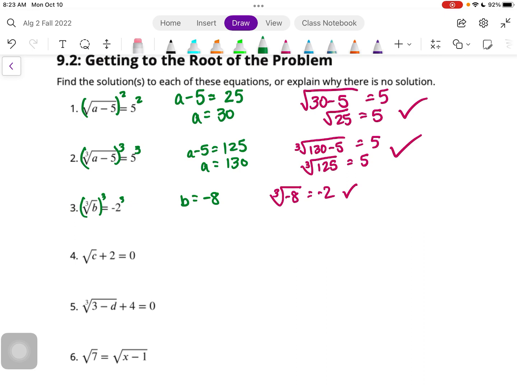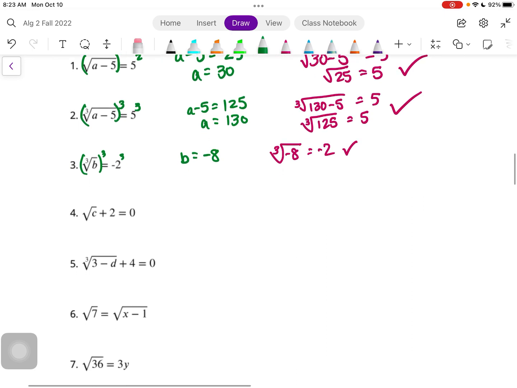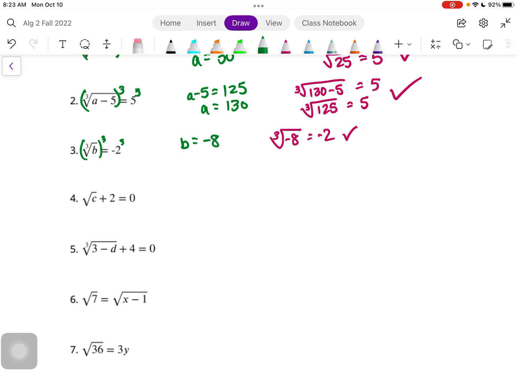All right. Number 4, we're going to subtract 2 from both sides. And we're left with the square root of c is equal to negative 2. So then we're going to square both sides. All right, so we end up with c equals 4.